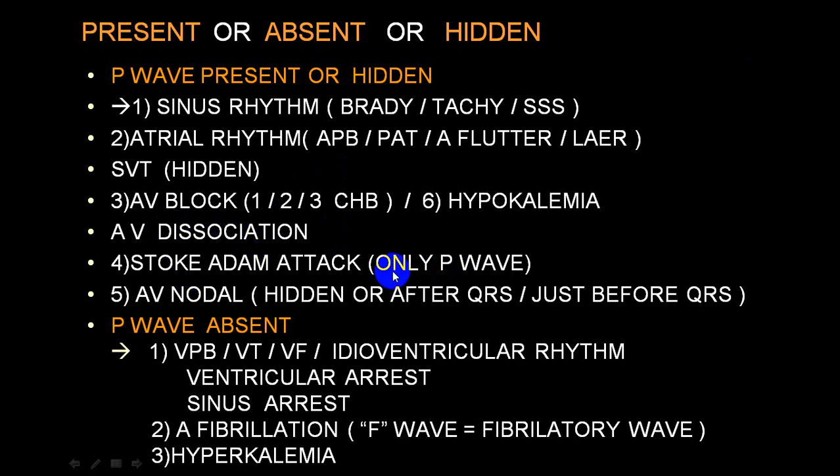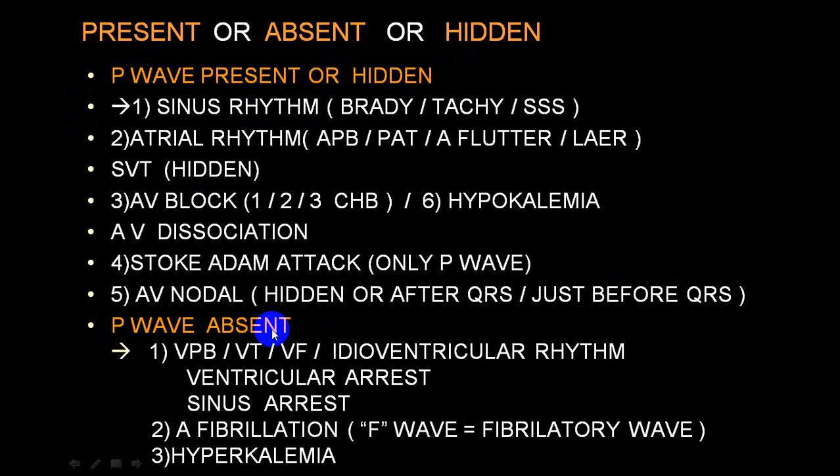In Stokes-Adams attack, P waves are present, but there are no QRS complexes. In an AV nodal rhythm, P wave is either hidden, or it is just after the QRS complex, or just before the QRS complex. So these are the conditions where the P wave is present, and you look at whether the P wave is present or hidden.